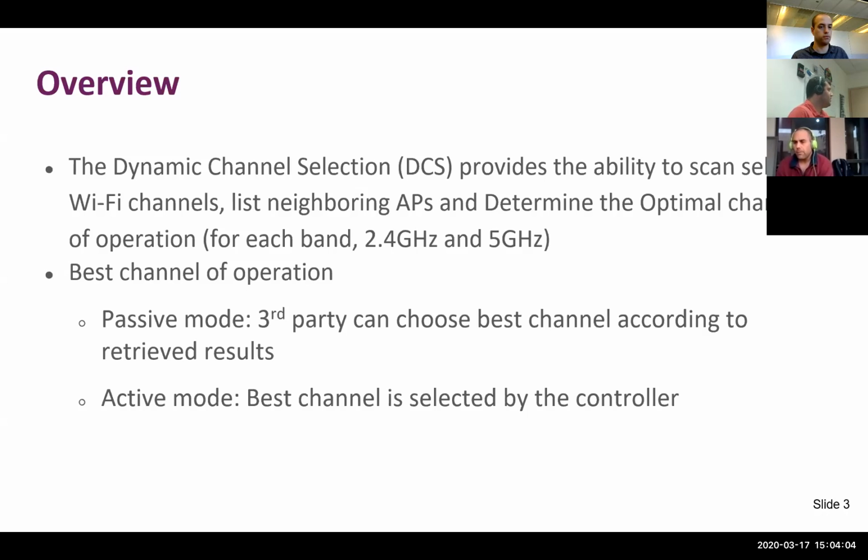In terms of best channel of operation, there are two modes. Passive mode: in that mode, all of the statistics can be retrieved by a third party, and according to some calculation at the third party, the best channel can be chosen. And in the active mode, the feature itself will select in the controller. It will do some calculation and then select the best channel and switch to that channel.